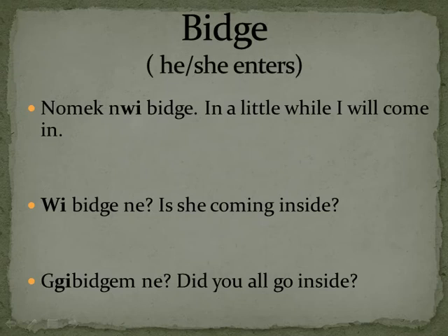We bidgene. We bidgene is he or she coming inside. Again, it could be he or she. To make it real definitive that it's a woman you're talking about, you could add an o que on there, or a que at the front, you could say quene we bidge, or we bidgene o que. But we bidgene is he or she coming inside. Gigi bidgamne. Did you all go inside?